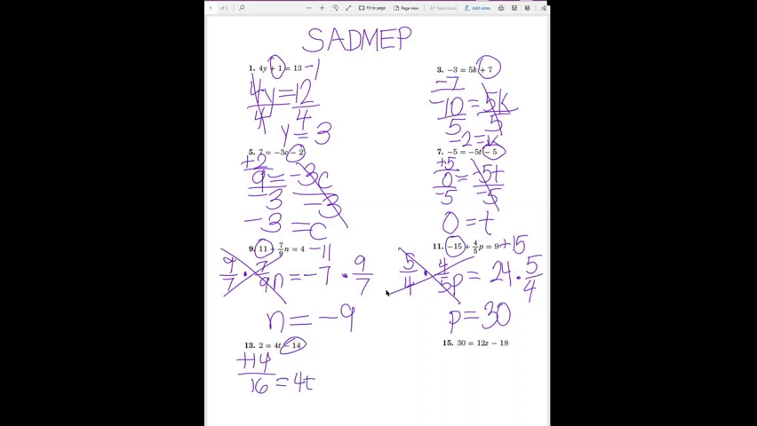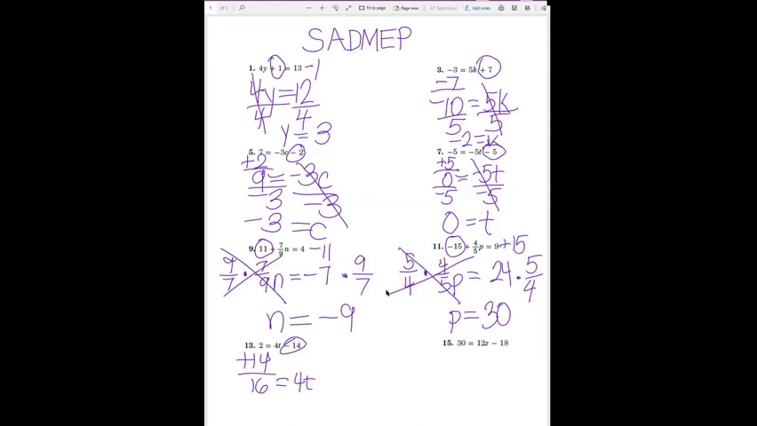After S comes A. We do not have any addition. After addition comes D, division. We don't have any division. After D comes M, multiplication. We do have multiplication. This is showing 4 times T.